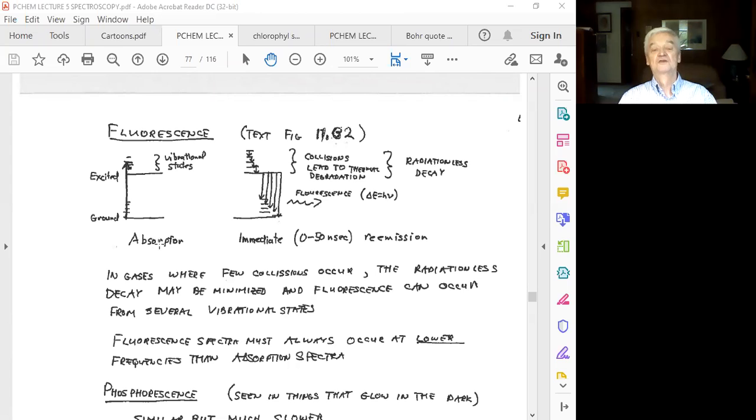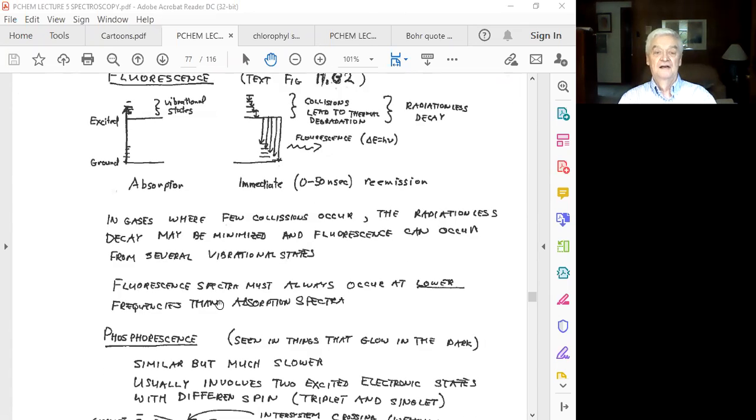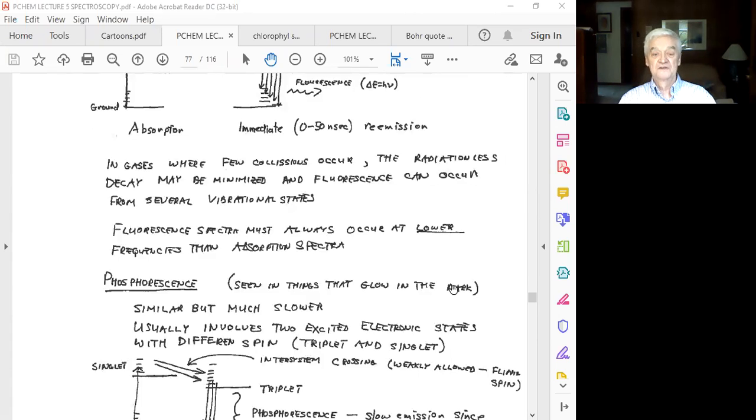Basically, the first step is you have absorption. You go into vibrational states. And then if you're in solution, then you can have this radiationless decay. And fluorescence can land on many, many different levels. And you can see the fluorescence always has to be less energetic, or lower in frequency, than the amount of energy that you're putting in. So here's again a summary. In gases where a few collisions occur, the radiationless decay may be minimized, and fluorescence can occur from several vibrational states. Vibrational states always occur at lower frequencies.